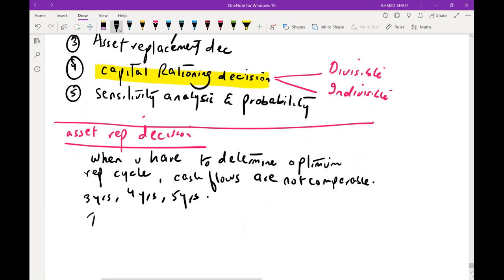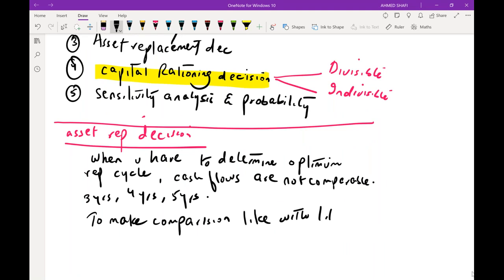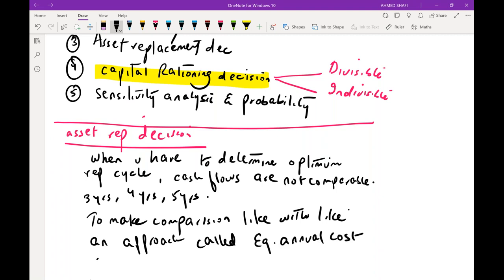So to make comparison like with like, an approach called equivalent annual cost, EAC, which you might have heard of, is considered. What EAC does is, EAC is NPV over the annuity discount factor. It brings options of varying lengths onto one level.